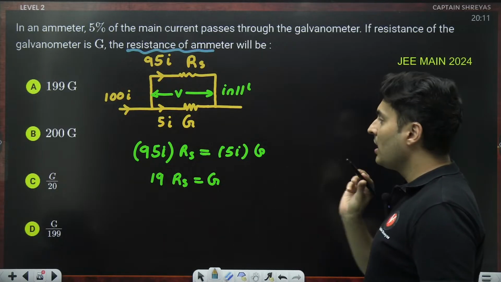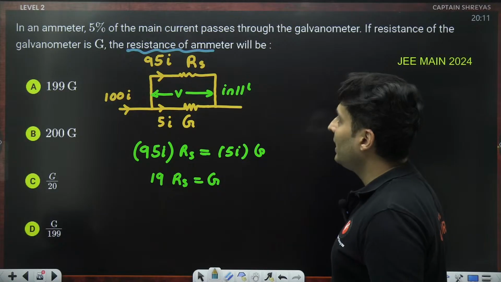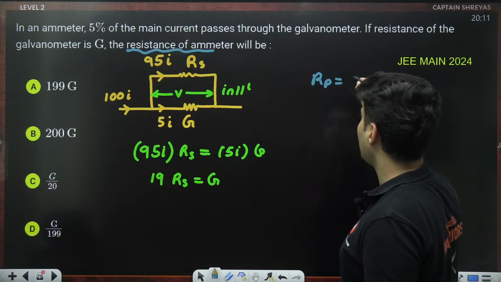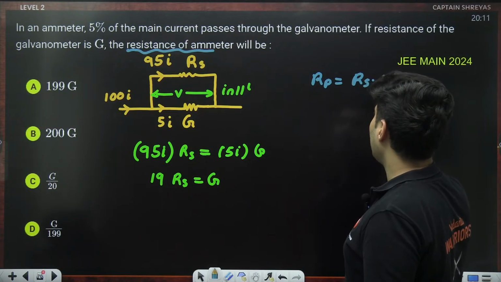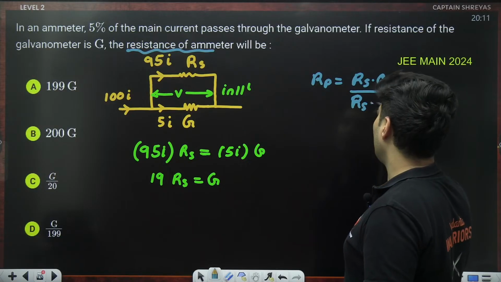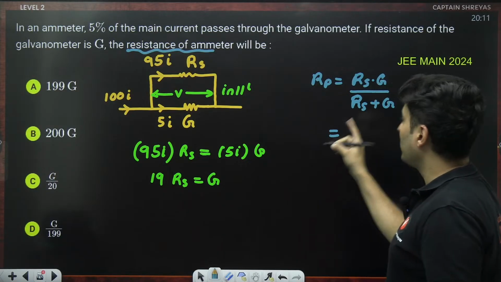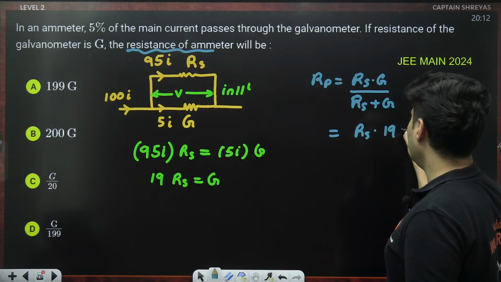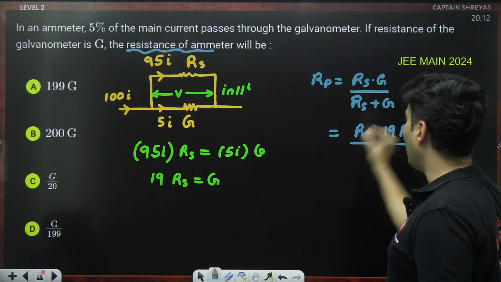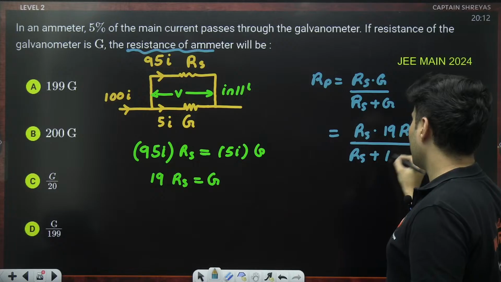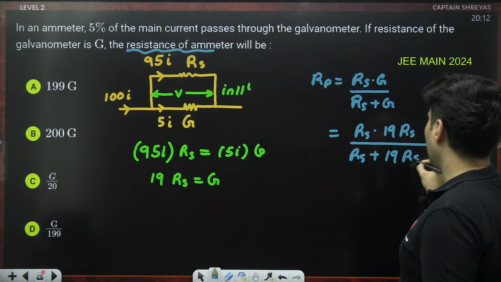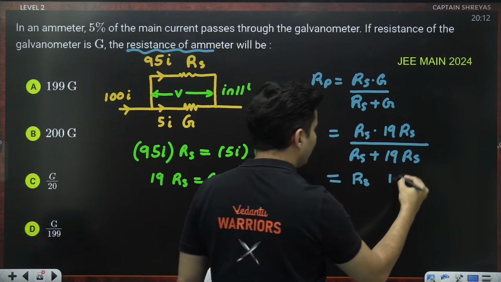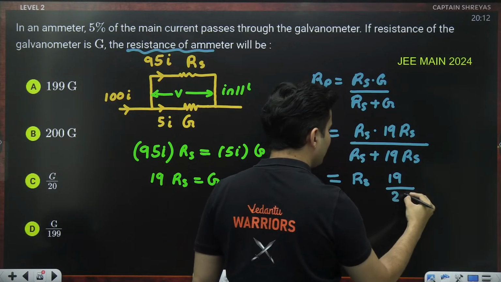Now they ask for the resistance of the ammeter. Okay, be careful. So what will I do? Yes, I will find the parallel resistance. Parallel resistance is R1 R2 by R1 plus R2. So it is RS into G upon RS plus G. So what is RS or G? Let's say for example I substitute G. So G is nothing but 19 times RS, the whole thing divided by RS plus G. So RS plus 19 RS right over here. So this RS will cancel. So 1 RS I will take outside, 19 will remain here, and 1 plus 19 is basically 20.